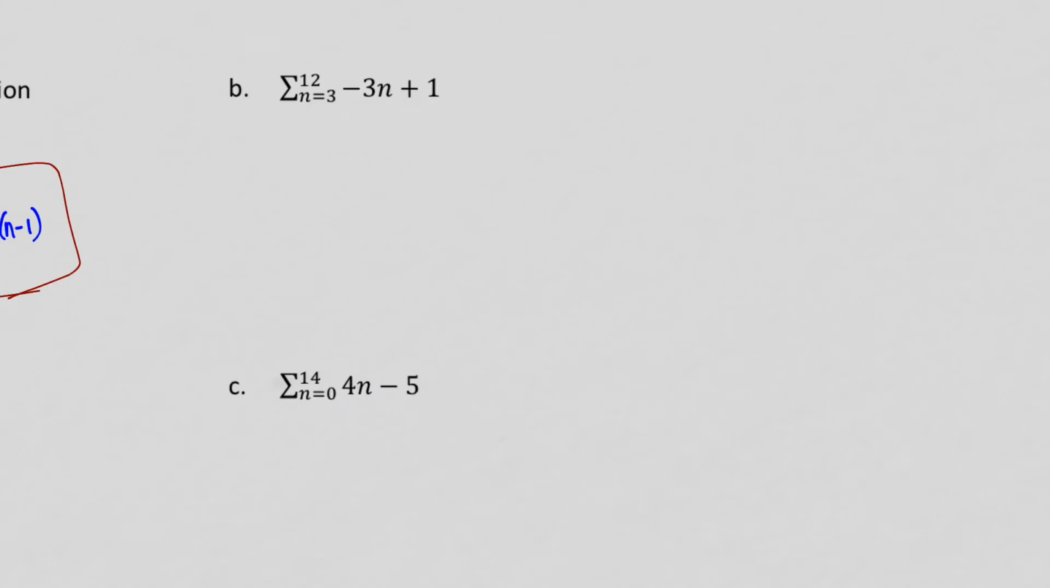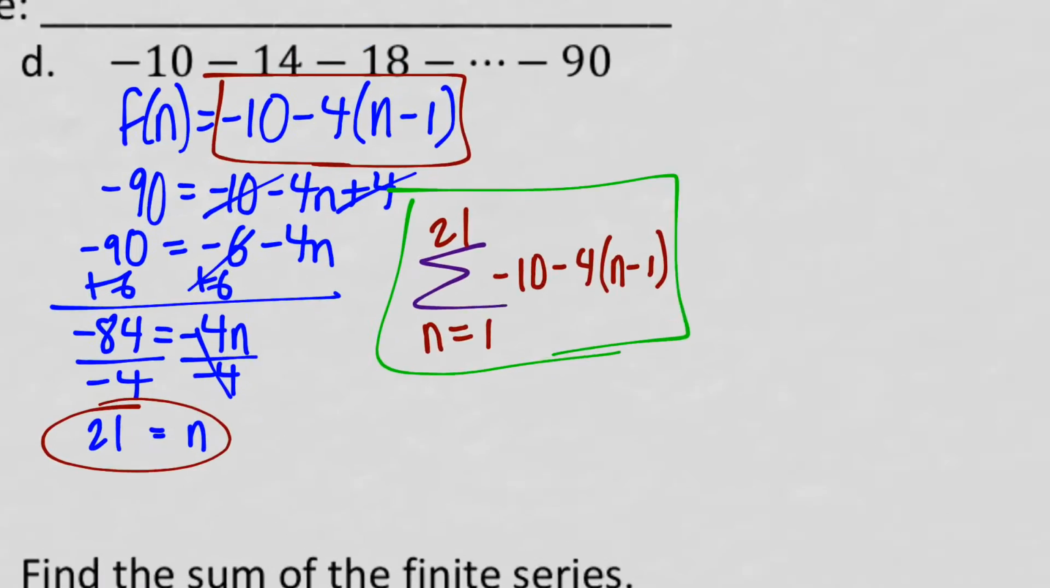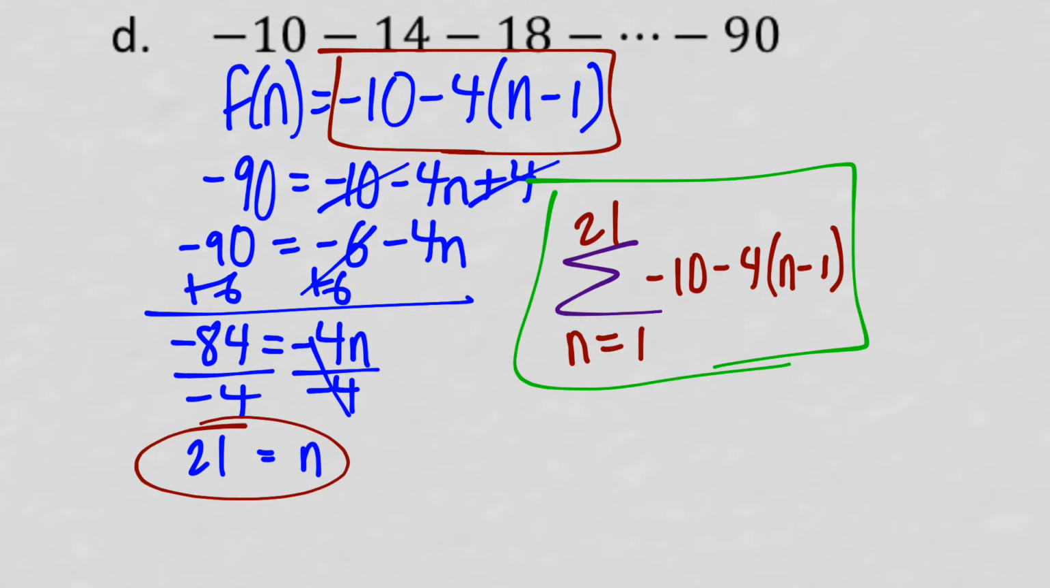For D, here's what I got. I got f of n equals negative 10 minus 4 times n minus 1. A is negative 10, the initial term. D is negative 4 because you're subtracting 4 every time. I plugged in negative 90 for f of n to figure out how many terms there are. Negative 10 and positive 4 makes negative 6. I add 6, I get negative 84. Negative 84 equals negative 4n. Divide by negative 4, and so n equals 21. And here it is, sigma with n equals 1 and 21 on top, because that's how many terms there are, and the rule that I came up with before, negative 10 minus 4 times n minus 1.